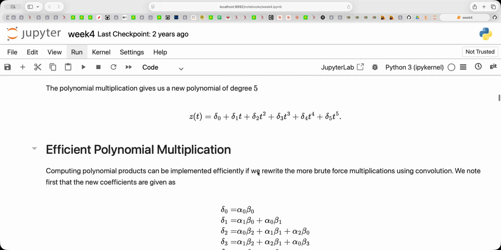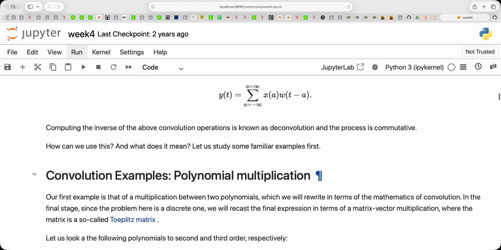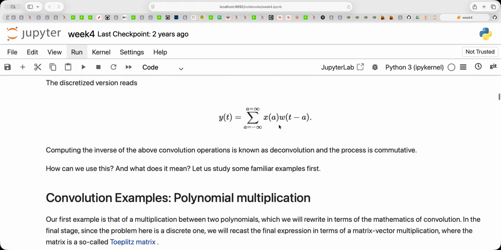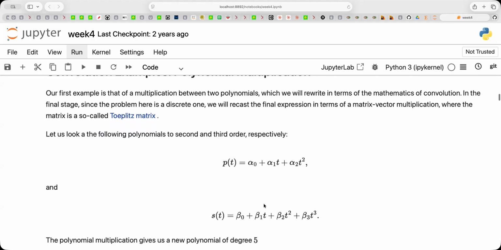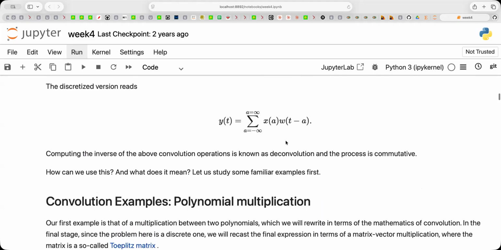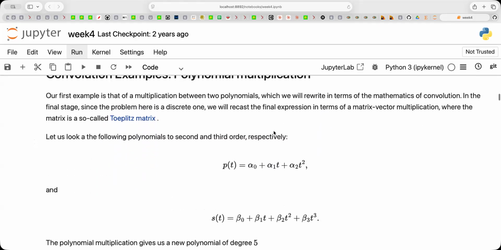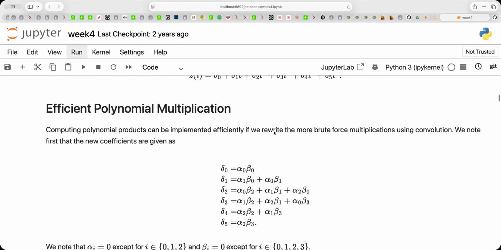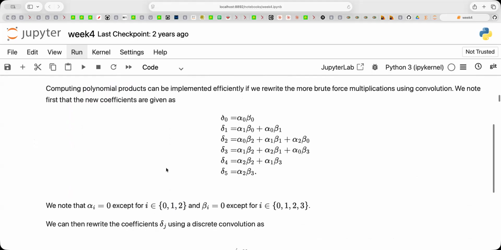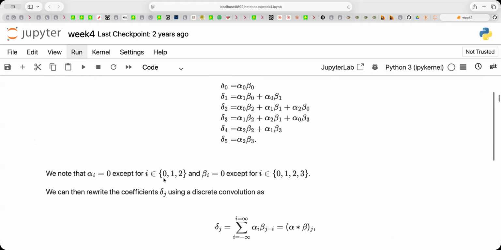Now, one thing, if you go back to the equation you have up here, this one, this is a brute force implementation, and you could think of this x as the high order polynomial, and the w as the low order polynomial. So essentially what we are doing now is to use this formula here to perform the polynomial multiplication. So when you look at that, we see that you have for alpha i lives only between 0, 1, and 2, and beta i between 1, 2, and 3.